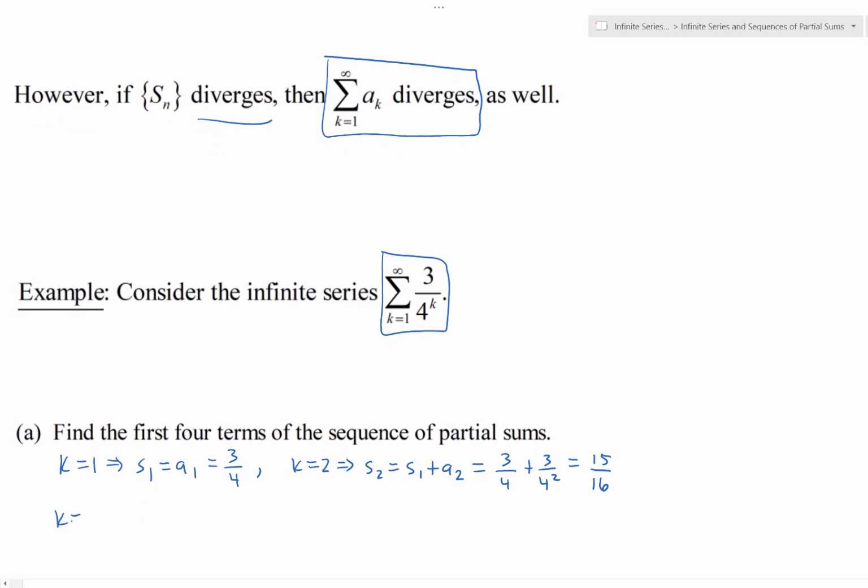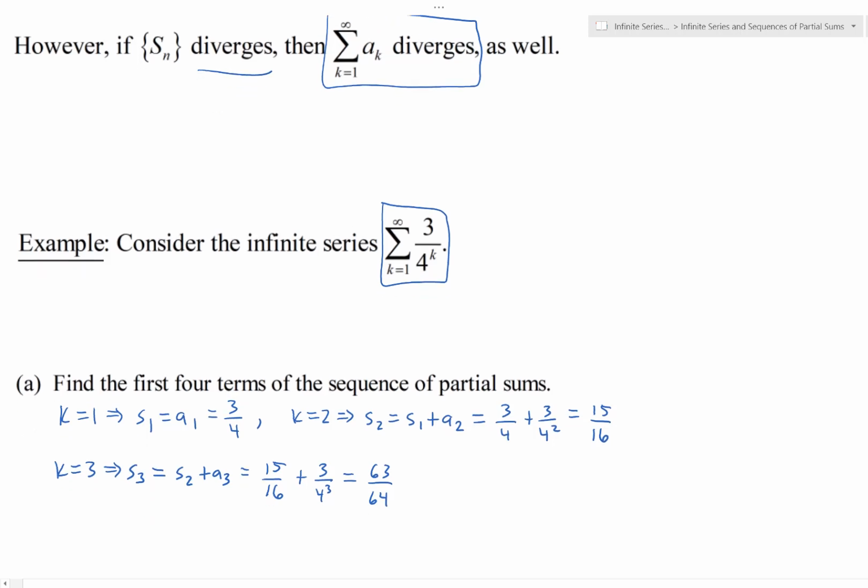How about when k is 3? Then S3 is going to be S2 plus the third term, A3, which is 15 over 16, as we found, that was S2, and then plus the next term, 3 over 4 cubed now. If we add that up, that would be 63 over 64. And then finally, when k is 4, we get that the fourth partial sum, S4, is the previous partial sum, S3, plus the next term, A4, which is 63 over 64, that's our S3, and then plus now the fourth term, which is 3 over 4 to the 4th power. And if we add that up, that would be 255 over 256.